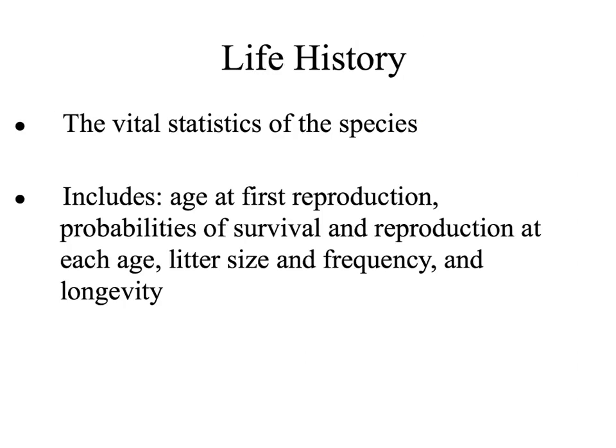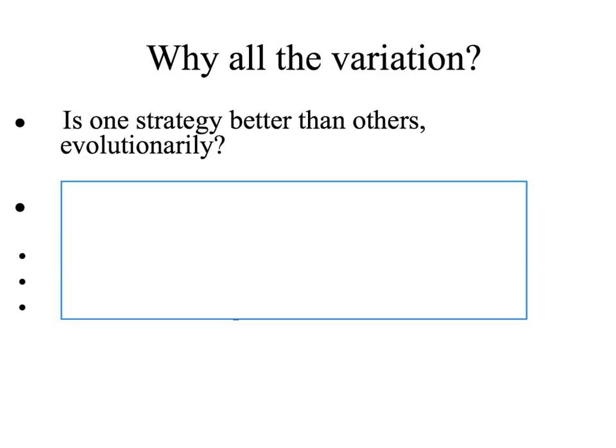Life history includes vital statistics of the species. This includes age of first reproduction, possibilities of survival and reproduction at each age, litter size and frequency, and longevity of the organism overall. There are many life history strategies. It's important to know that no one strategy is the perfect answer for every situation. There is a lot of variation because many strategies work in different conditions. If these strategies did not work, natural selection would work to weed them out, and those organisms and species would go extinct.